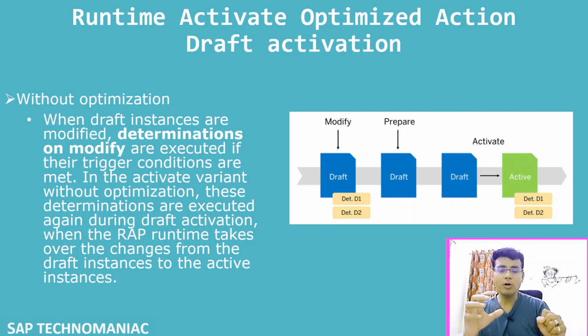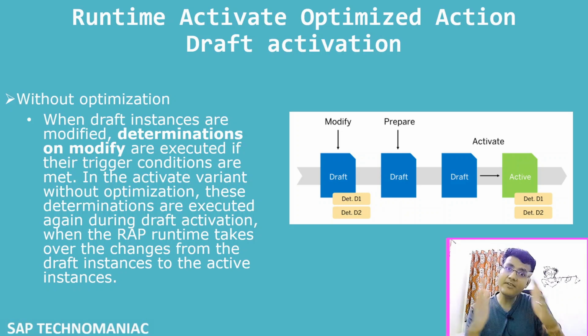When it works without optimization, it will impact, first, how your determination on modify is called, and second, how your determinations and validations on save are called. So first we will understand the determination which is called on modify. As soon as you modify the draft instance, the determination on modify will be called during the draft changing. Whenever we are modifying the draft, those determinations will be called.